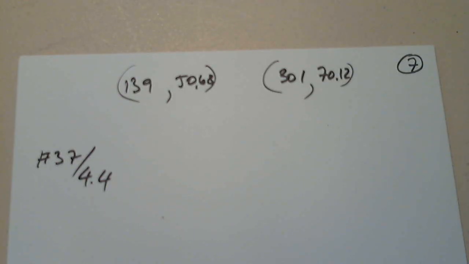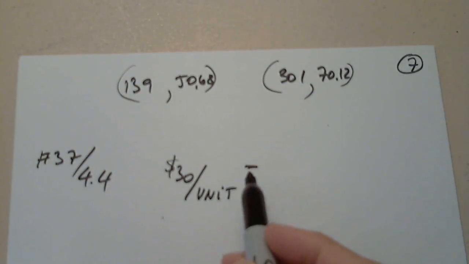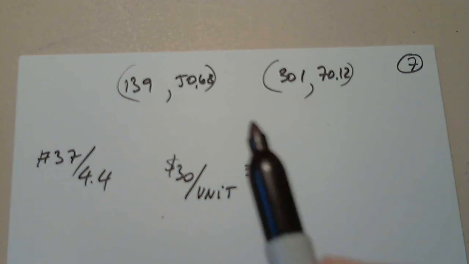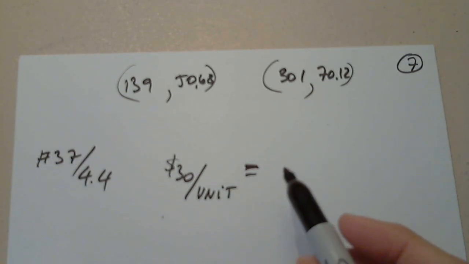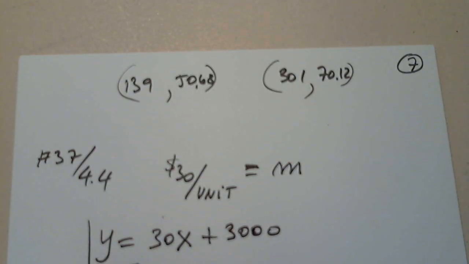Suppose the variable cost of manufacturing a graphing calculator is $30 per unit. Can anyone identify what this is immediately? $30 per unit. Y equals 30x plus 3,000. Exactly. So this is indeed the slope. So then the cost will be y equals 30x plus 3,000. Indeed, this is it.